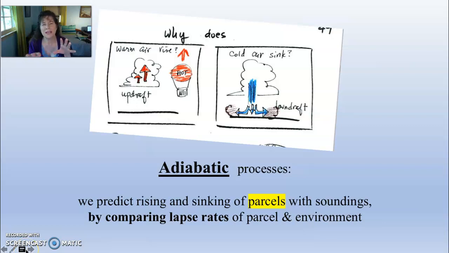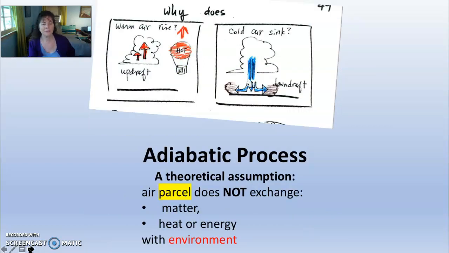So we can predict the rising and the sinking of parcels within the environment by comparing the lapse rates in red of the environment to the lapse rates in yellow of the parcel. And we're going to get there by the end of the chapter. This part of my lecture varies a bit from the book. It puts things in a different order, and I hope this is an easier order for you to understand.